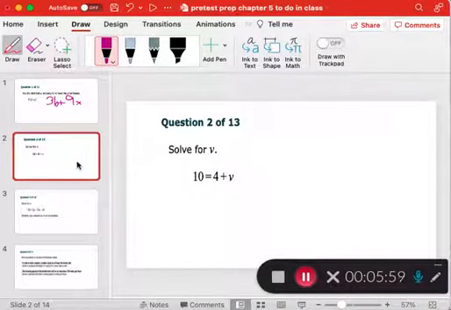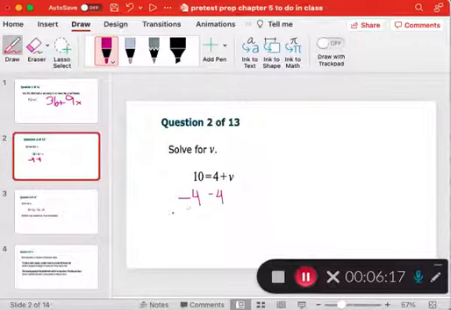Okay, so now look at this. 10 equals 4 plus v. Who has an idea on this one? V is 6, but how should we go about showing our work on this? How about we do minus 4 on each side? Because when you do your pretest, you're going to have to do something besides just throw the answer there.